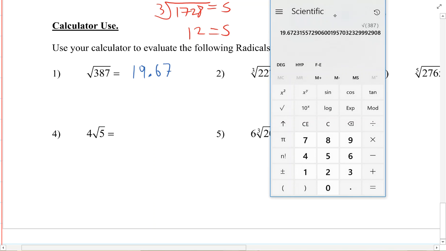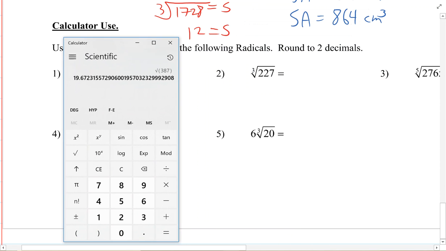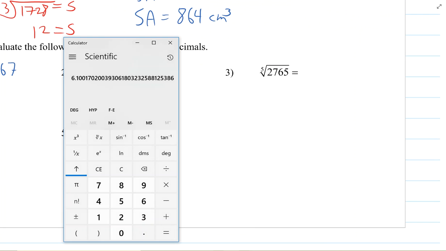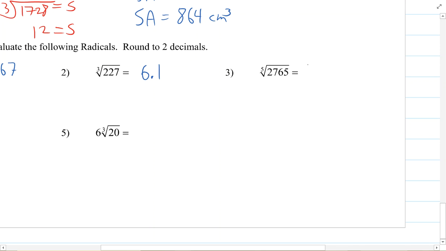Now phones are this type of calculator. I call this the old school calculator, okay? So if you have a phone, then you got this type of calculator. So I will enter in the number first, 227, cube root it. So I have to go to my cube root button, then press my index of 3, and you get 6.1. Okay, so you try on your calculator, come up and see me if you need help. For this one here, I go 2765, and then I hit this and my index of 5, and I get 4.879.